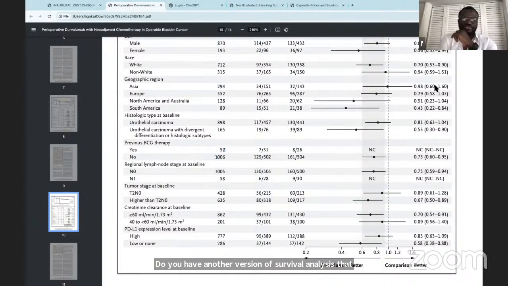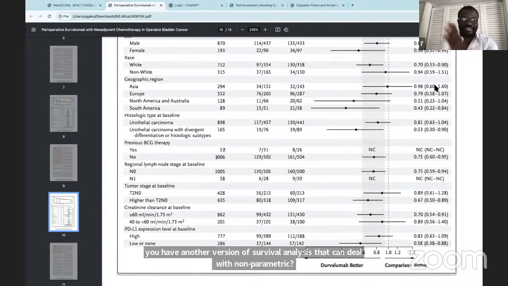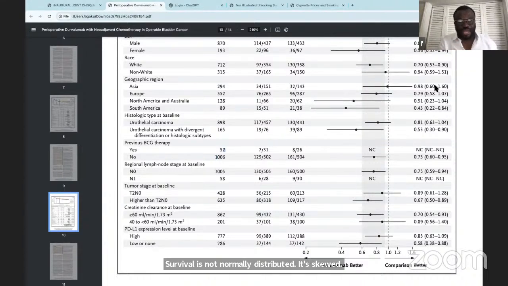Survival analysis does not assume normality. Of course, survival data is always skewed. Survival is not normally distributed. It's skewed. So what you have in mind perhaps might be linear regression.